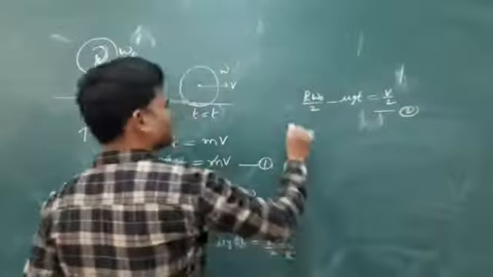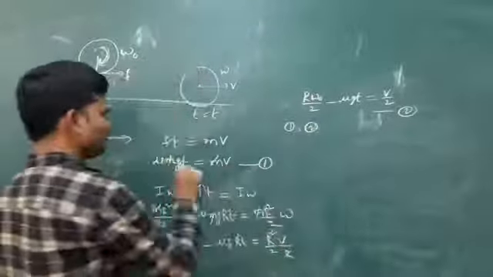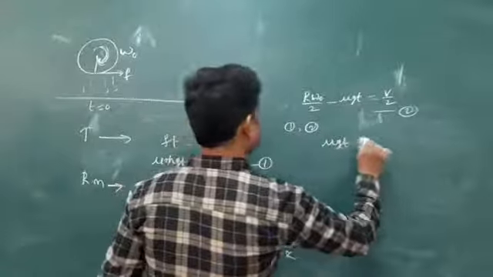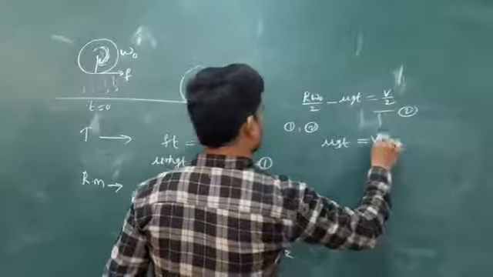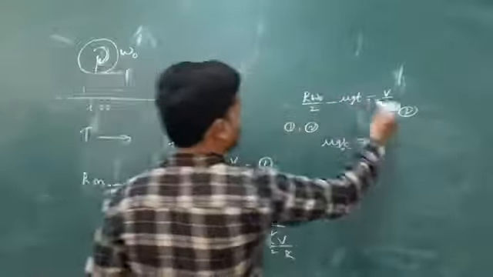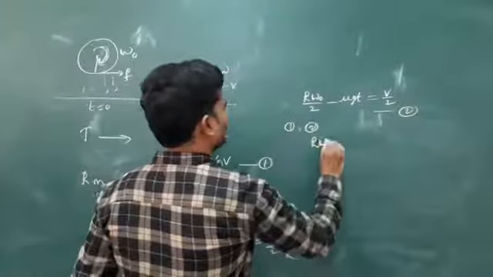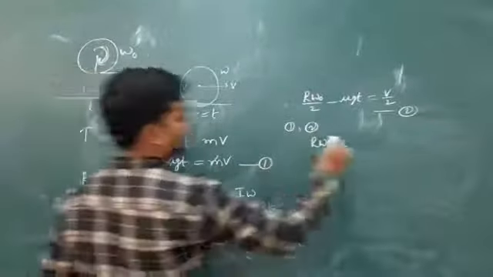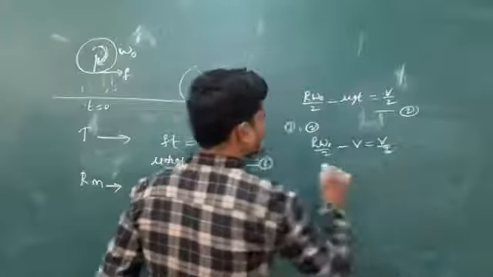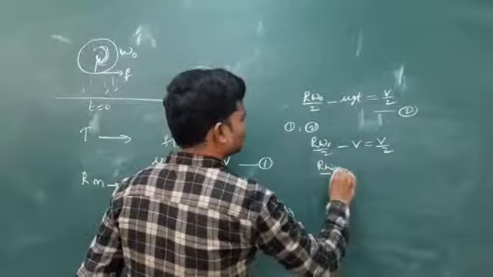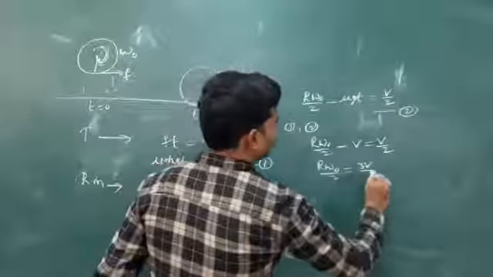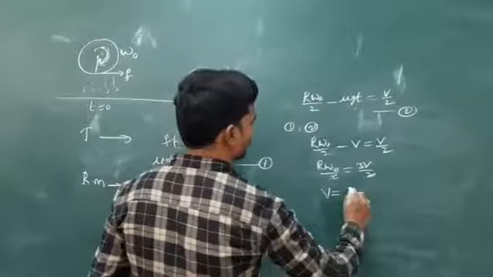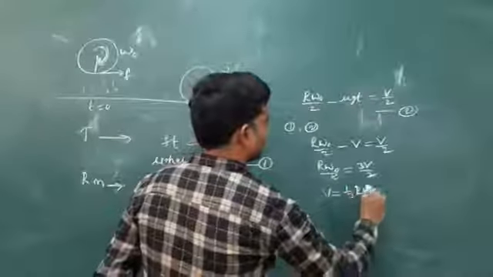Solve these two equations. From 1 and 2, what is 1? 1 is mu gt, which is equivalent to v. So directly you write mu gt is equal to v. So r omega naught by 2 minus mu gt as v. So r omega naught by 2 equals 3v by 2. So v is equal to 1 by 3 r omega naught.